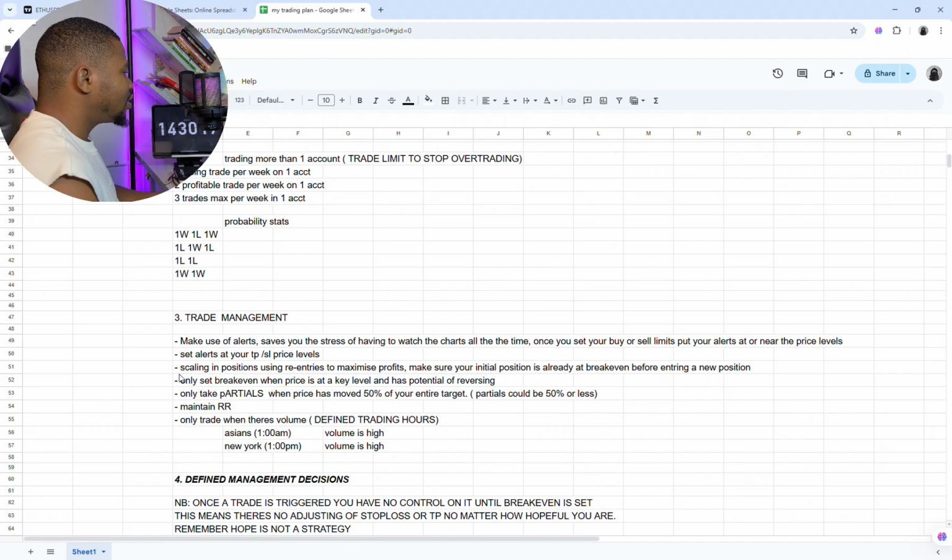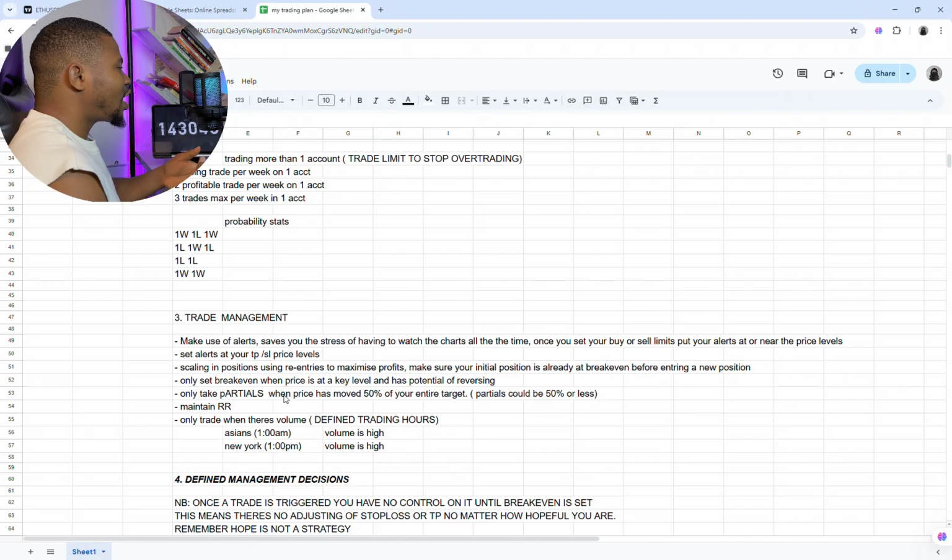Then the third is scaling in positions using re-entries to maximize profit. Like I said, achieving 8% in phase 1 is something you cannot do with one trade. For my type of trade that usually gets an average of 3 R, if you're risking 1%, that will be 3%. You're risking 2%, that will be 6%. You will still not hit the 8%. So I usually make use of re-entries to maximize it, which actually helps me sometimes to pass profit challenges from just one trade. How do I do that?